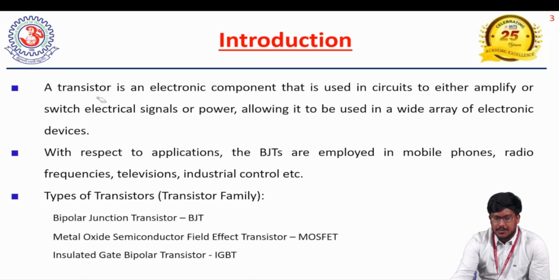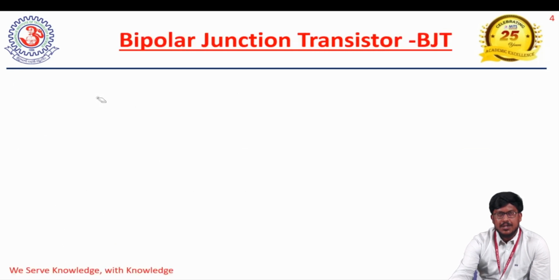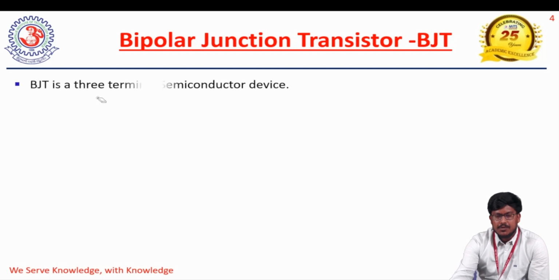metal oxide semiconductor field effect transistor, and insulated gate bipolar transistor. These are the main transistors we use in electronics concepts. In this session, we are concentrating on the bipolar junction transistor. Normally, we represent it as BJT. The BJT is a three-terminal device. The terminals are represented as base, collector, and emitter.